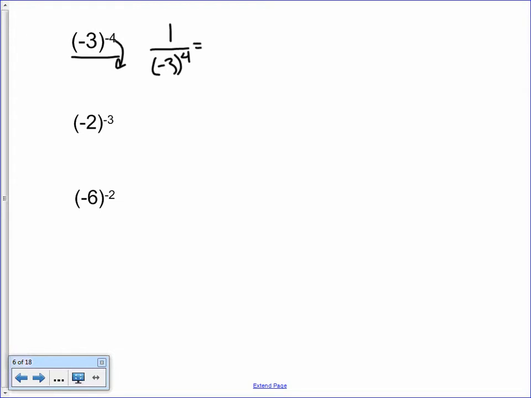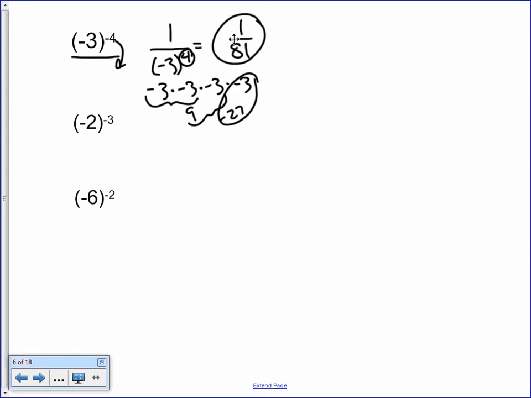And these ones can get a little tricky. On the bottom, we have to string 4 negative 3's together. So imagine we have a negative 3 times a negative 3 times a negative 3 times a negative 3. Well, negative 3 times negative 3 will give me positive 9. 9 times negative 3 will give me a negative 27. And then these two together will give me a positive 81. So 1 over 81 for that example.